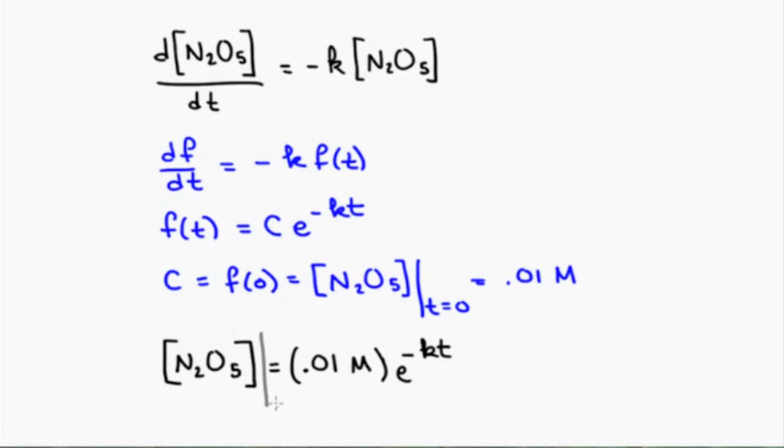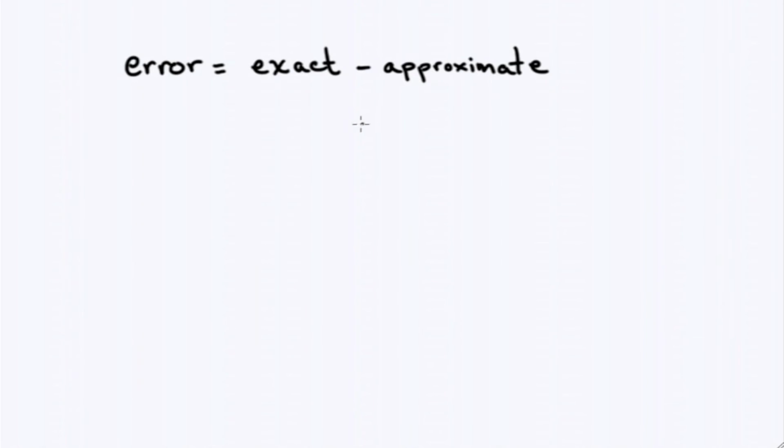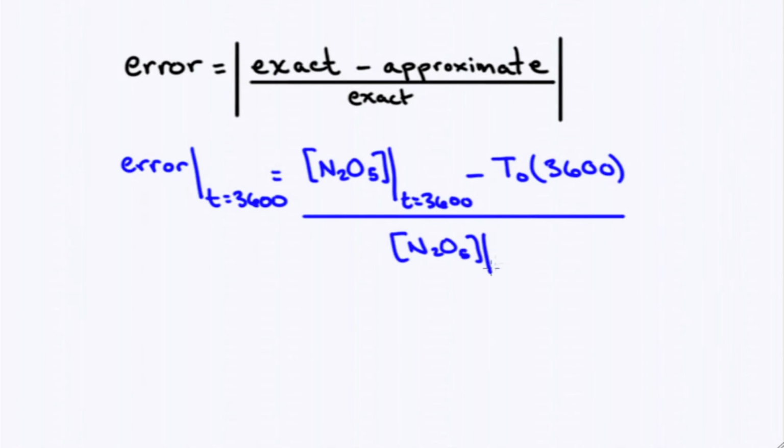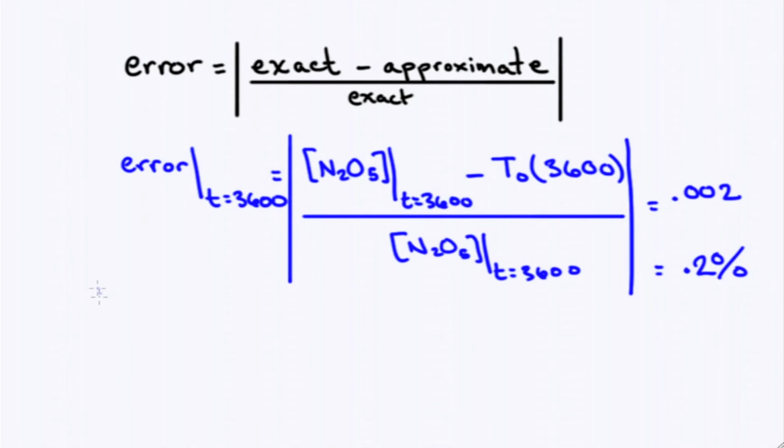So the concentration of N2O5 at time t is equal to 0.01 times e to the negative kt. Evaluating this expression at time t equals 3600, we find that the exact concentration is also 0.0094 molar to two significant figures. To be more precise, we can look at the error, which is the absolute value of the exact solution minus the approximate solution, all divided by the value of the exact solution. The error at time t equals 3600 seconds is 0.002, or 0.2%.